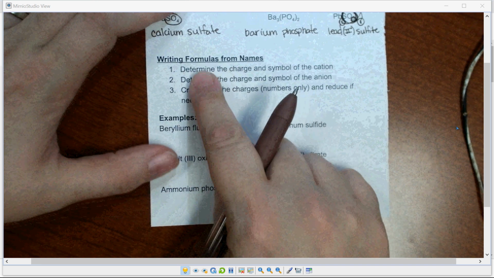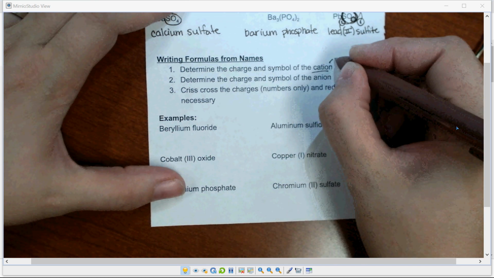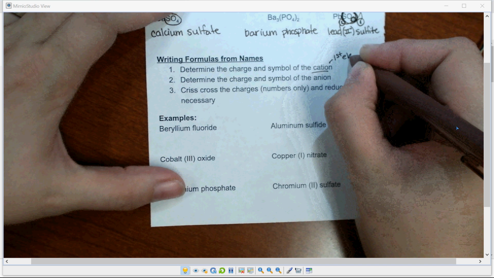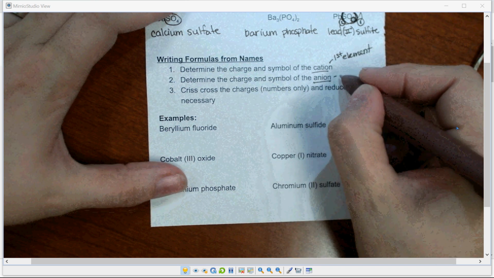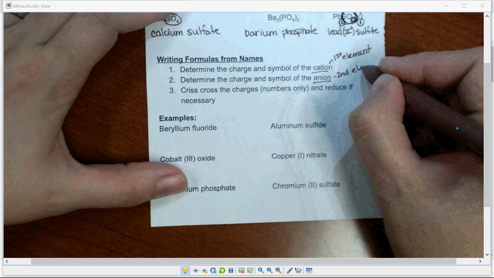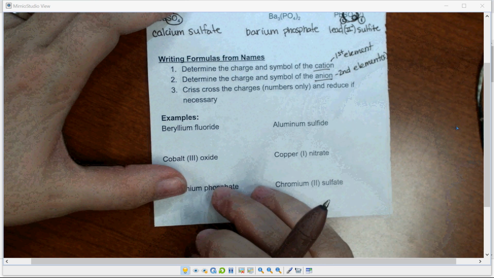So the first thing you have to do is determine the charge and symbol of the cation. And as a reminder, this is always the first element. The cation is always written first. The anion is always the second element, or elements, I guess, if it's a polyatomic ion.